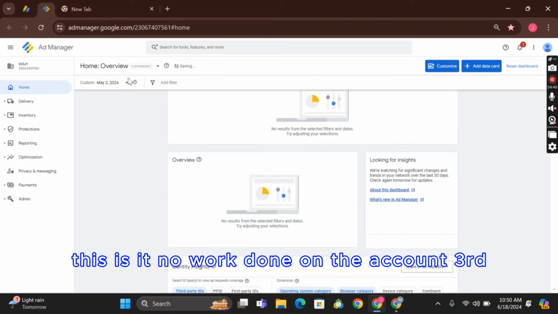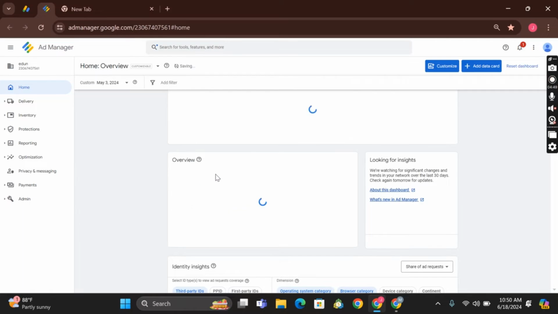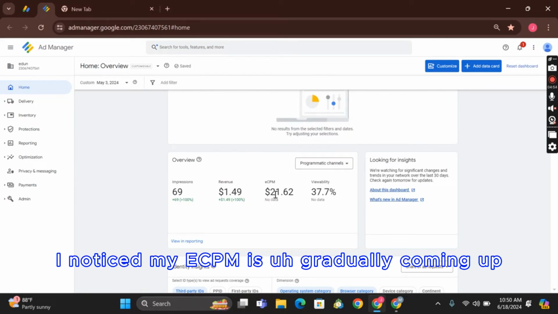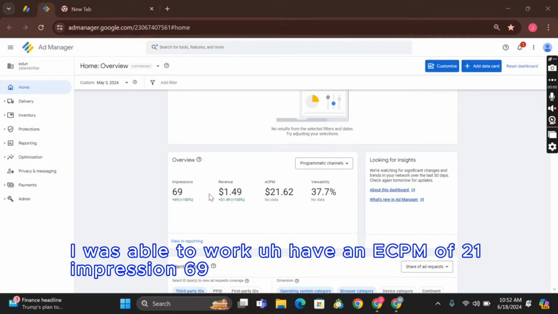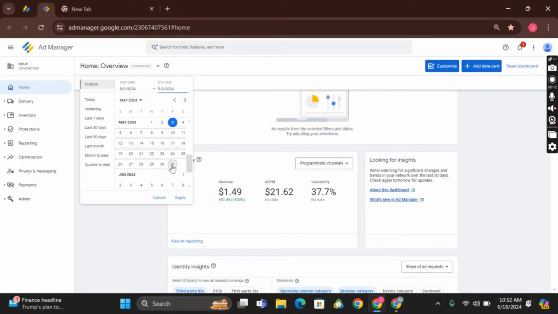Okay, this is it. No work done on the account on the 3rd. I noticed my ECPM is gradually coming up. On the 3rd of May 2024, I had an impression of 69, a revenue of $1.49, viewability of 37.7%, and an ECPM of $21.62.